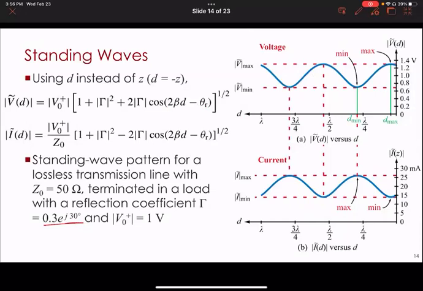And the magnitude of V0 plus equals 1 volt. So the magnitude of gamma is 0.3. That tells you right away, it gives you a sense of how much is getting reflected back, right? Like 30% of the amplitude of the incident wave is going to be reflected back. And it causes a phase shift of 30 degrees.